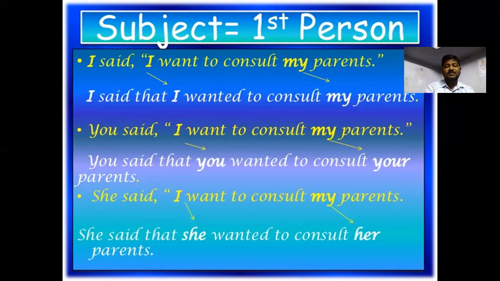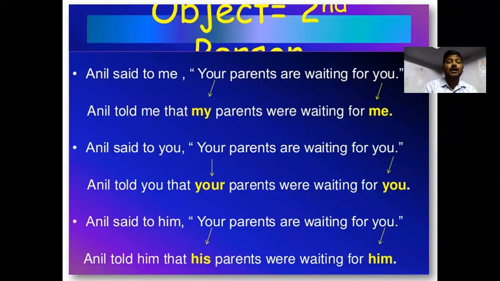Look at the first person, second person, and third person. Look at the second person. Anil said to me, "Your parents are waiting for you." Anil told me that my parents were waiting for me. "You" changed to "me", "your" changed to "my". Anil said to you, "Your parents are waiting for you." Anil told you that your parents were waiting for you. There is no change in the second person.